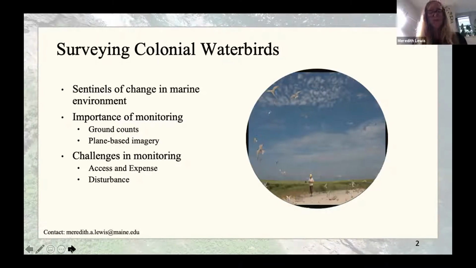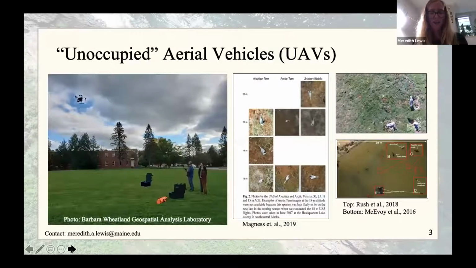Which brings us to the middle ground, we like to say, unoccupied aerial vehicles, which have garnered a lot of attention in recent years. They are in fact being more readily used by biologists to survey wildlife, particularly colonial birds, such as terns and even gulls. And given that they are becoming a lot more accessible with respect to costs and their portability, they do show a lot of promise.